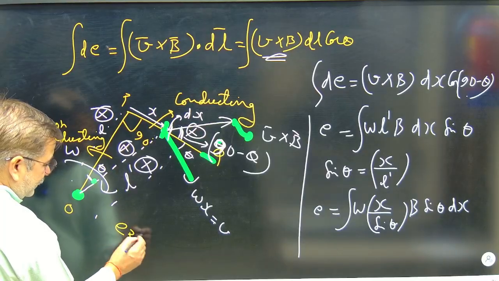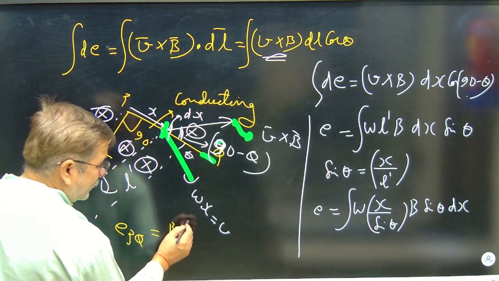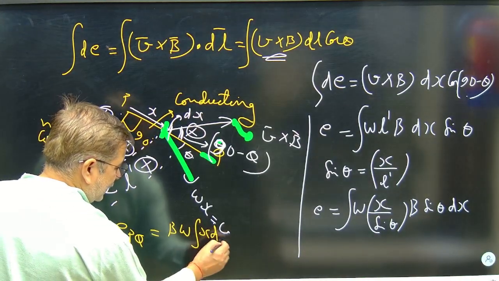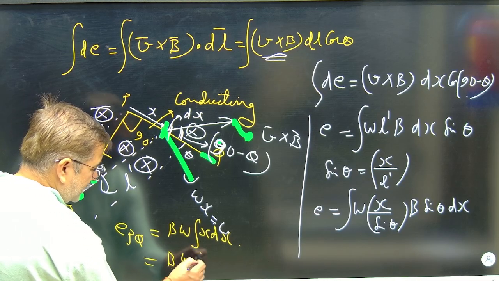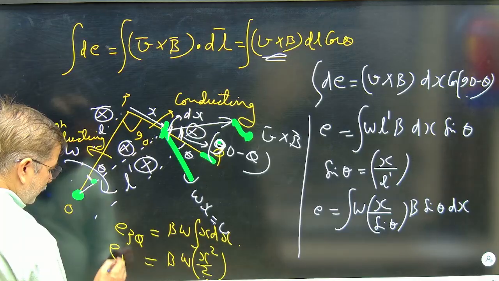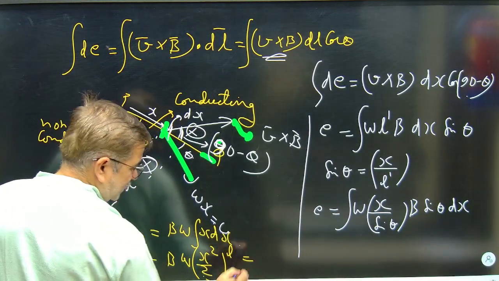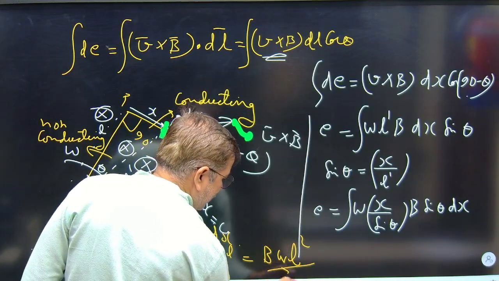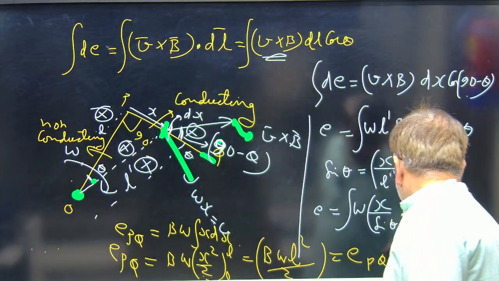EMF in the length PQ of the rod, if you see, what will I get? B omega, sin theta cancels out, integration of x dx. For this length of rod, this value will be B omega into x square by 2. Put the value of x varying from 0 to L. So this term will be B omega into L square by 2. It is the EMF developed in the length PQ.